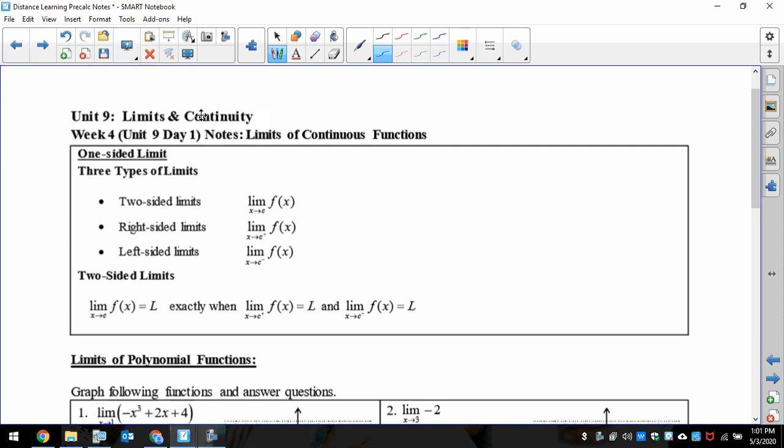Right, hello Precalculus students. This week we're looking at limits and continuity. If you remember, last time we were talking about piecewise functions and some specific discontinuities. Here we have the definition of a one-sided and two-sided limit, and we're going to do some practice problems with those limits. I'm going to move rather quickly because I want to get through as many examples as possible.